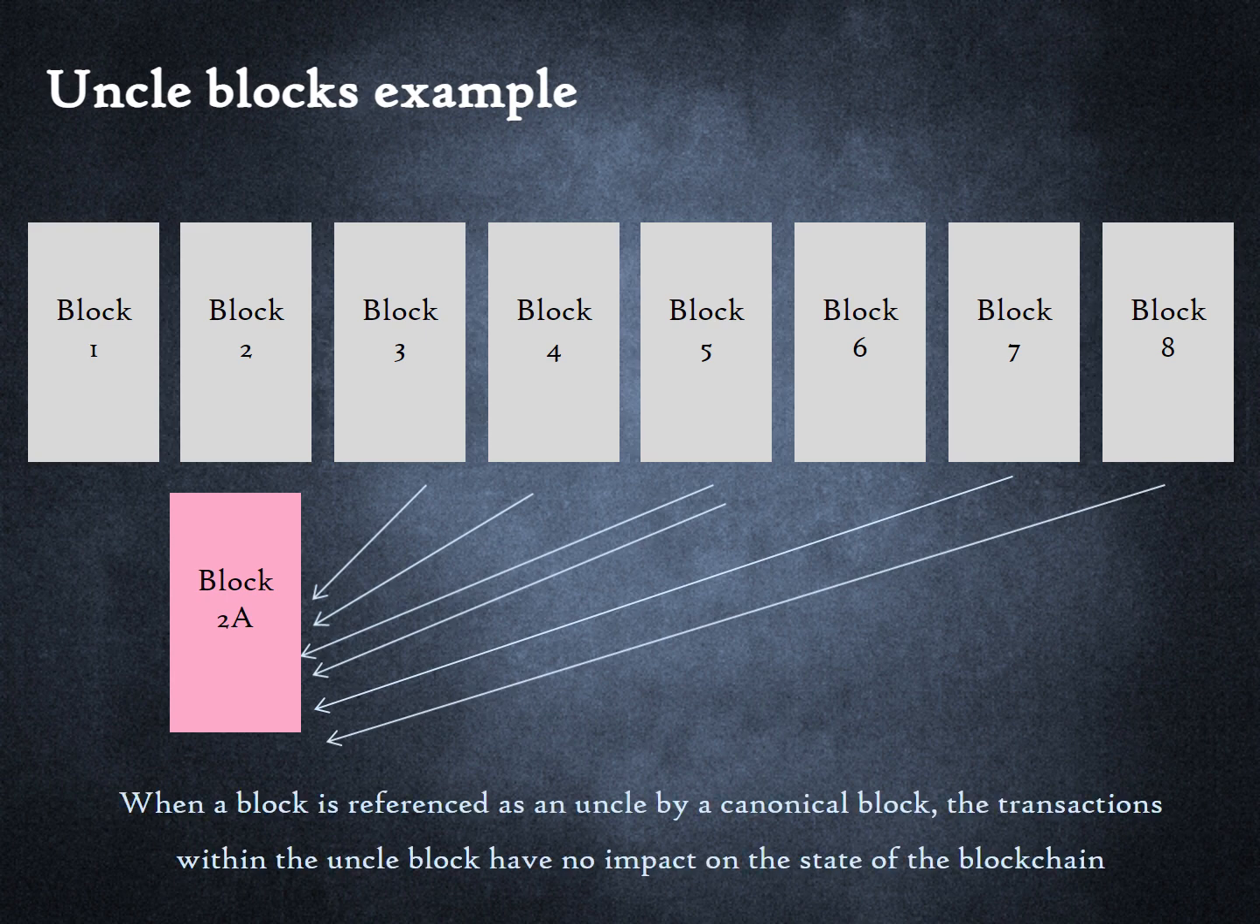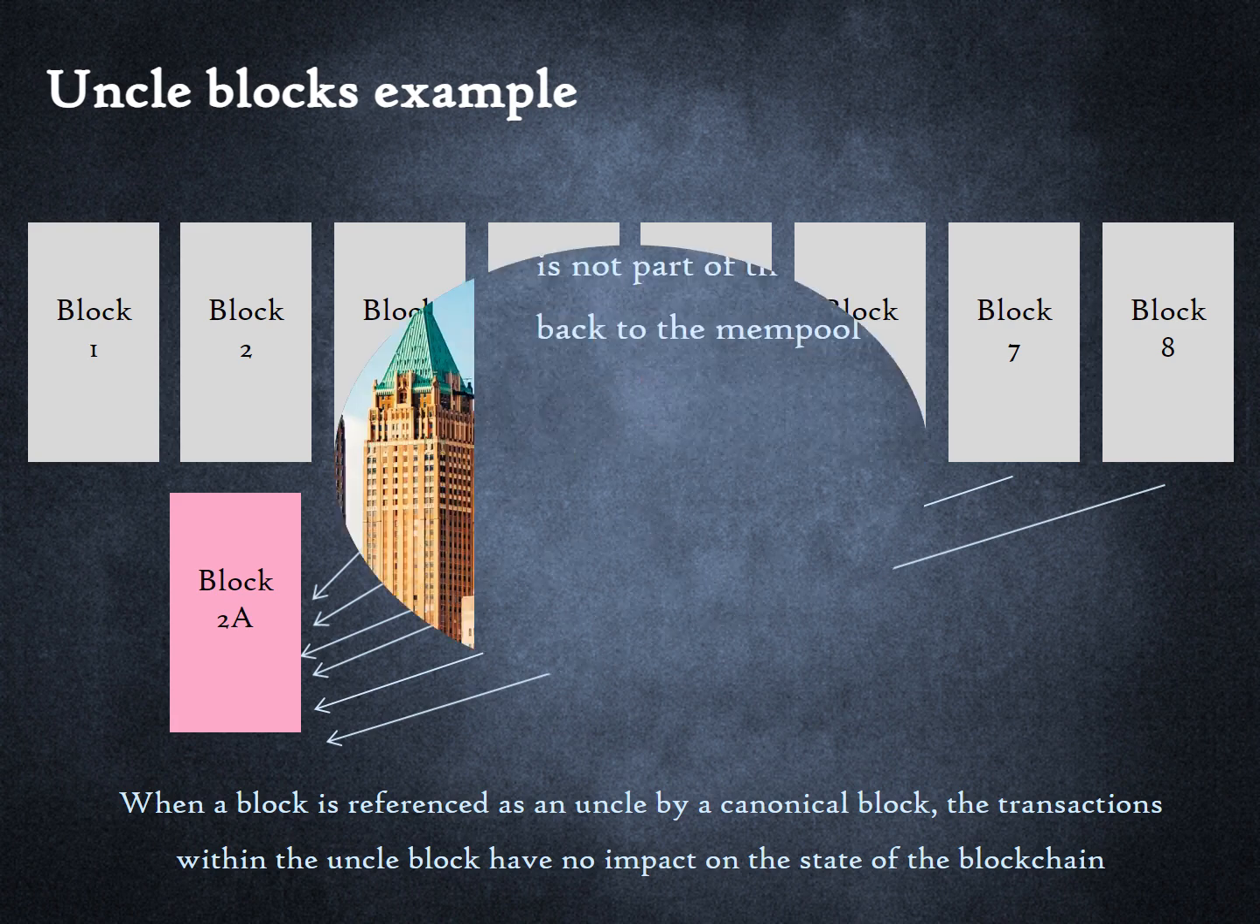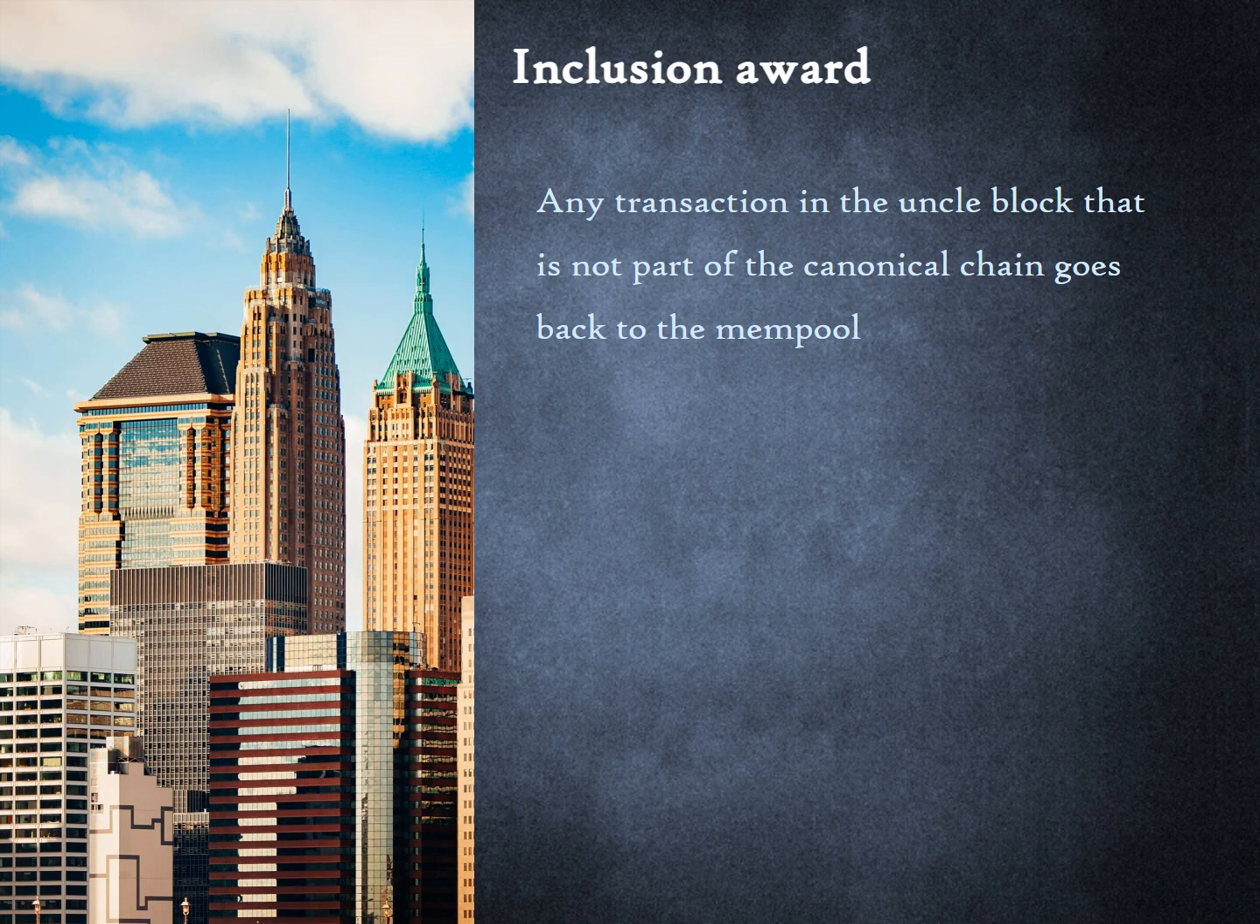When a block is referenced as an uncle by a canonical block, the transactions within the uncle block have no impact on the state of the blockchain. The uncle reference is purely informational. Any transaction in the uncle block that is not part of the canonical chain goes back to the mempool, just as in Bitcoin.